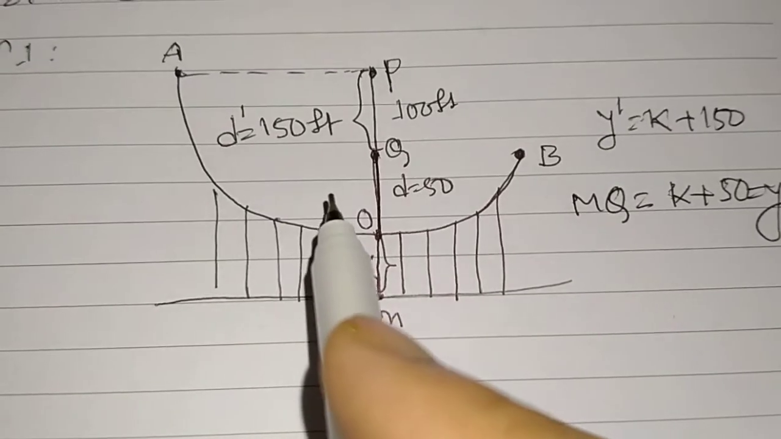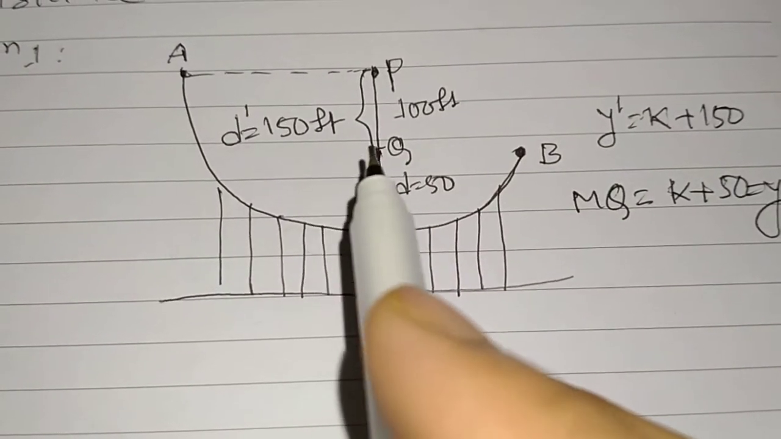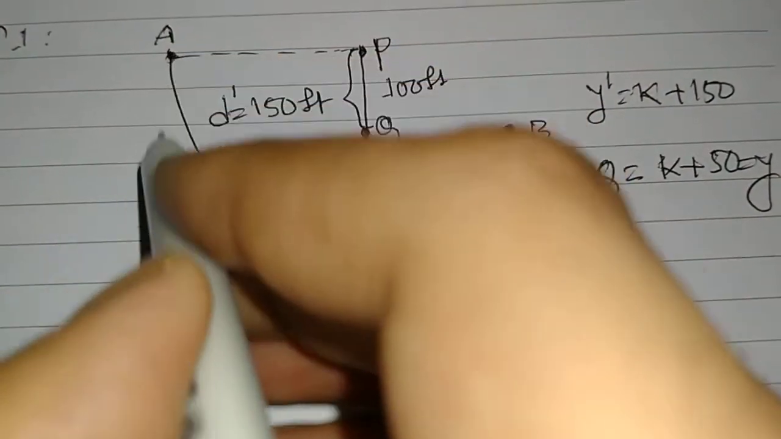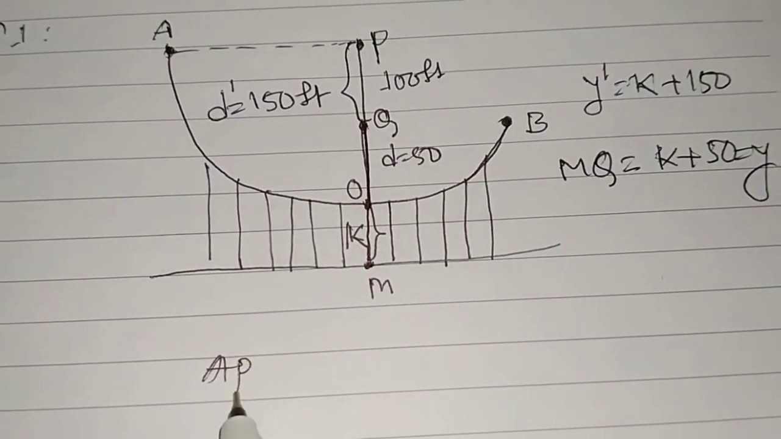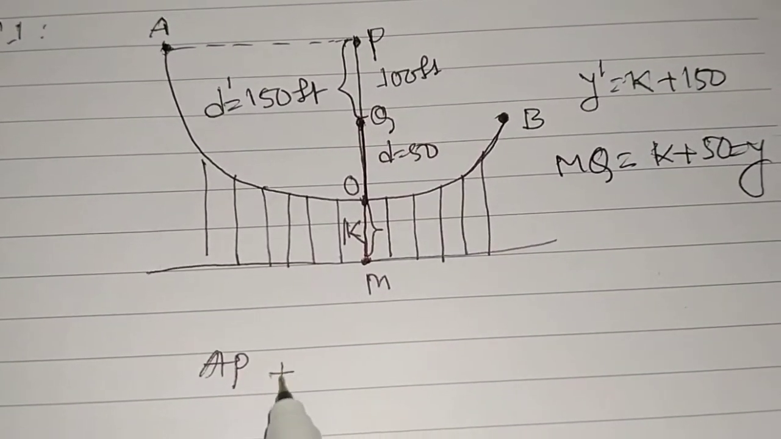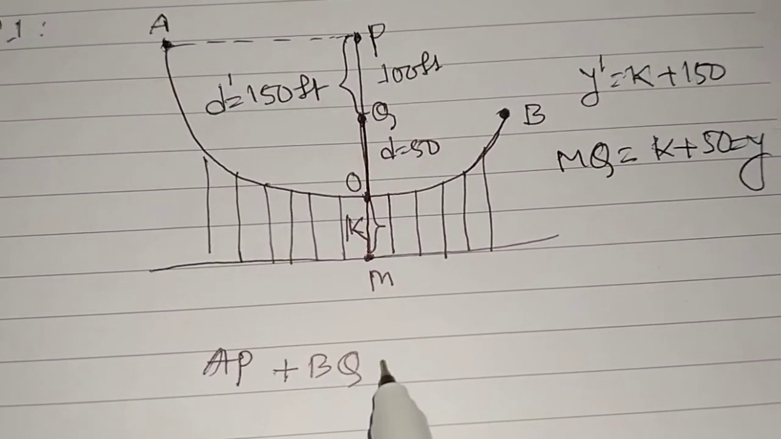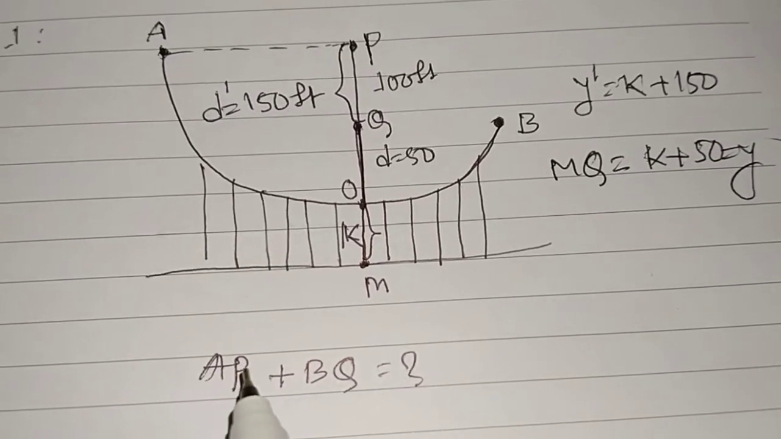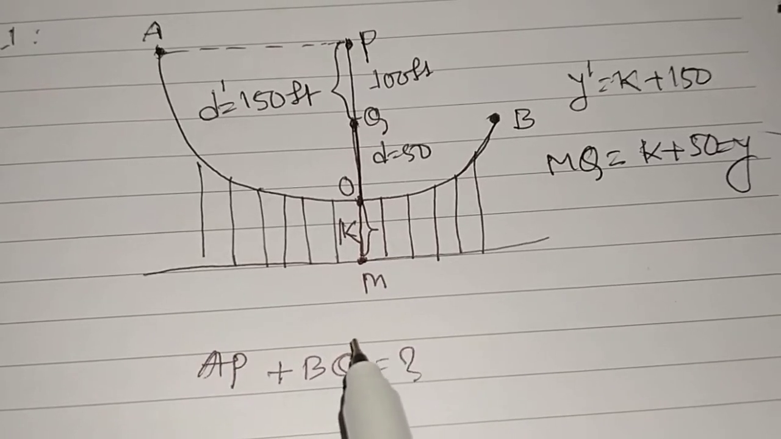Viewers, we have to determine the distance between this point, it means the AP distance plus BQ. So we have to determine the distances AP and BQ.